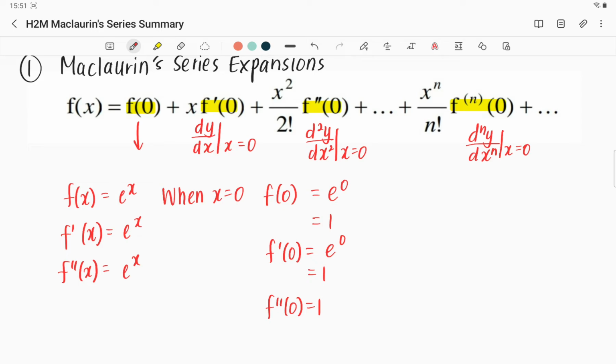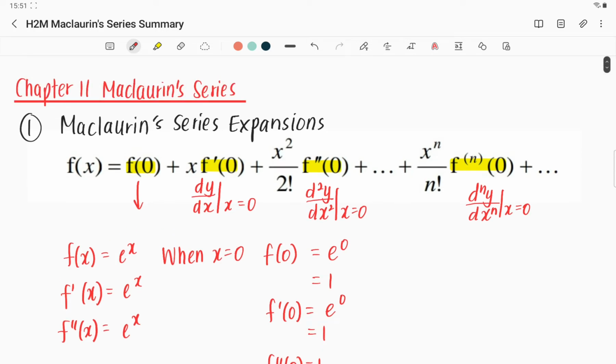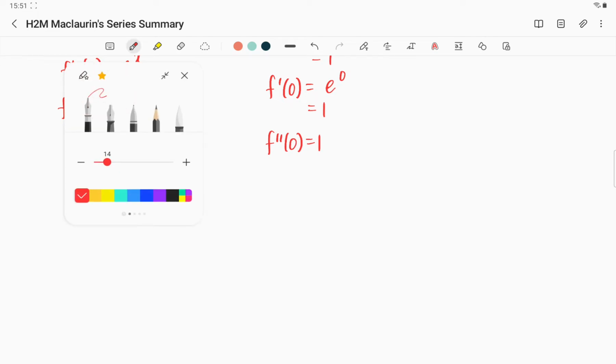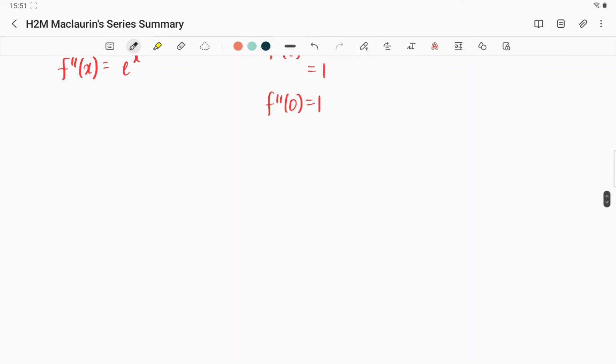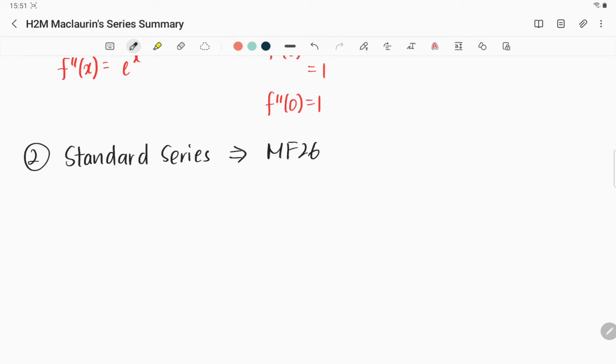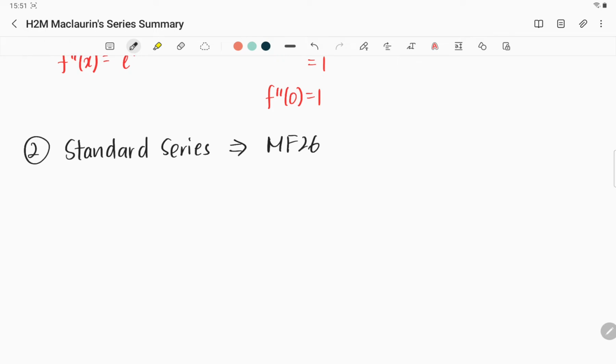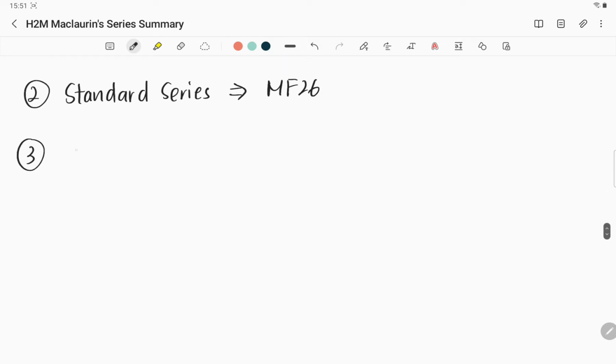Okay, the second concept that we need to understand in Maclaurin series, okay, is also binomial expansion. Okay, of course you also have to know the rest of your standard series, for instance your sine, cosine, e to the x, ln(1 plus x). However, the more important ones would be binomial expansion. Okay, so for the second part we talk about standard series, all of which you can find in MF26, so you do not need to memorize them, okay? But what is more important here, the third point, is your binomial expansion.